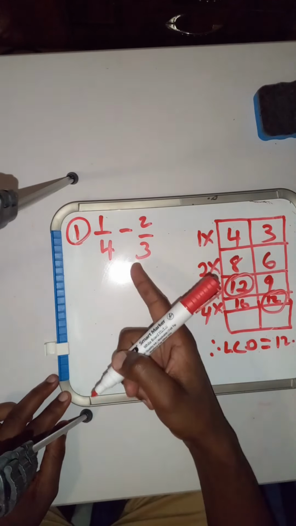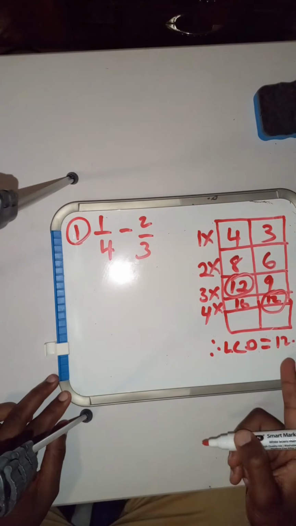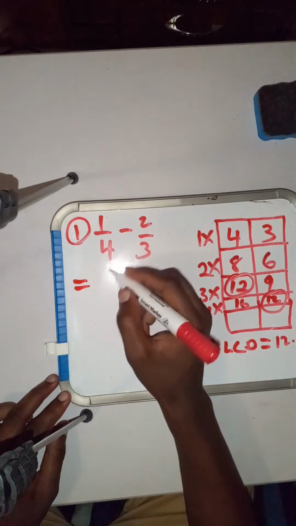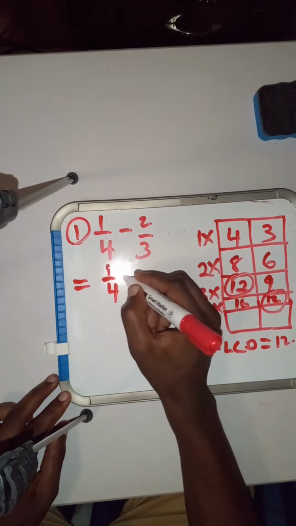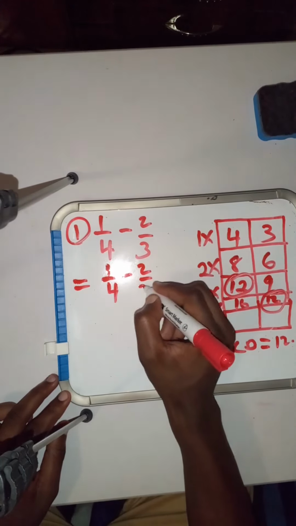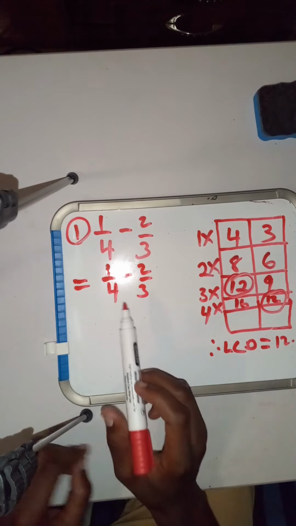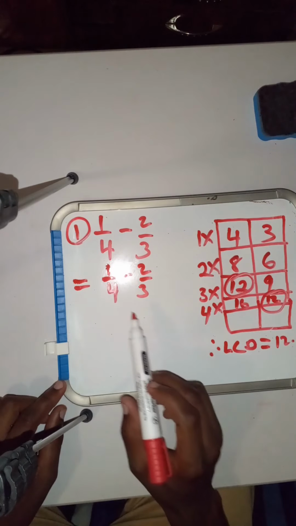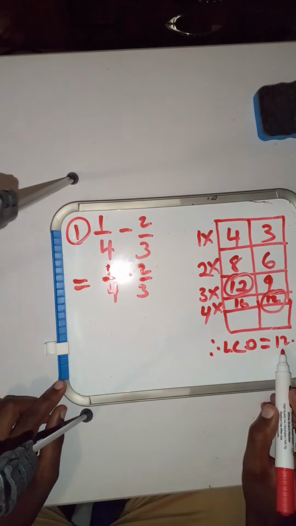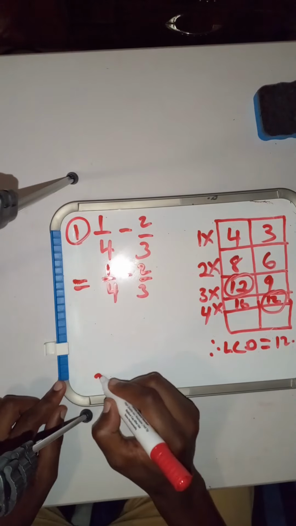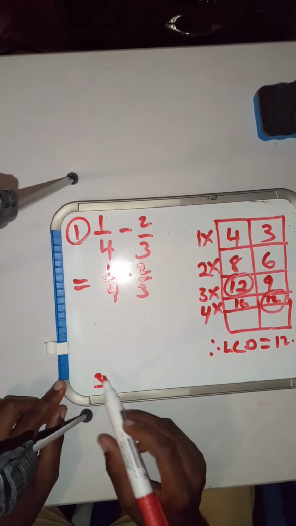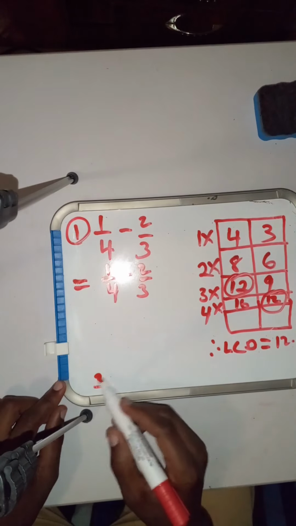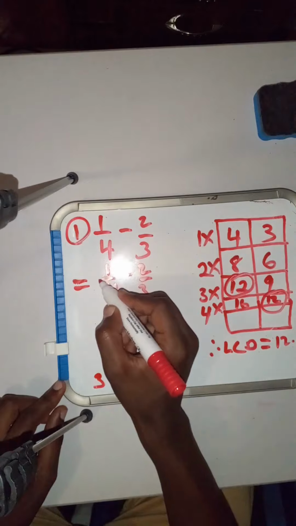Now it's easy for me to attack this problem since I have an LCD now. What I need to do now, I will write my 1 over 4 minus 2 over 3. Now you need to ask yourself which number you need to multiply by 4 in order to get 12. That number is 3. So now you know it's 3. You need to multiply the numerator and the denominator by this 3. This is what you need to do.